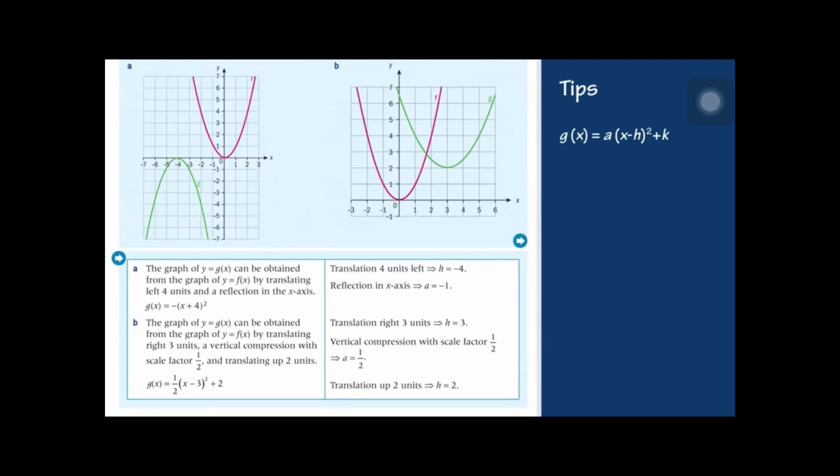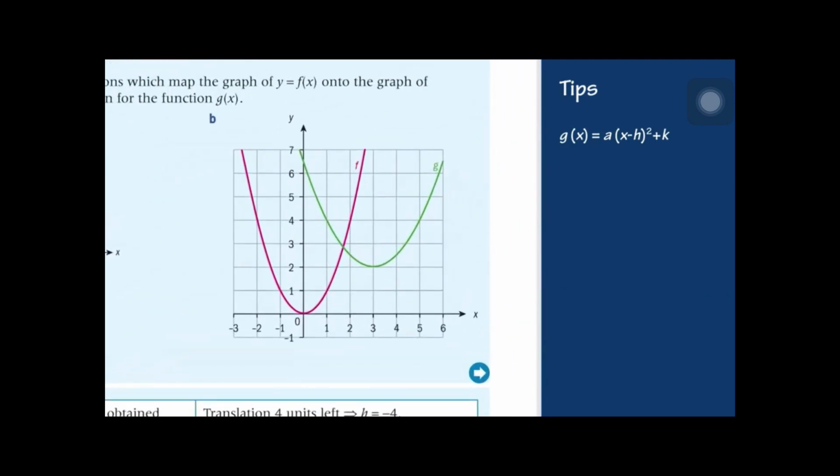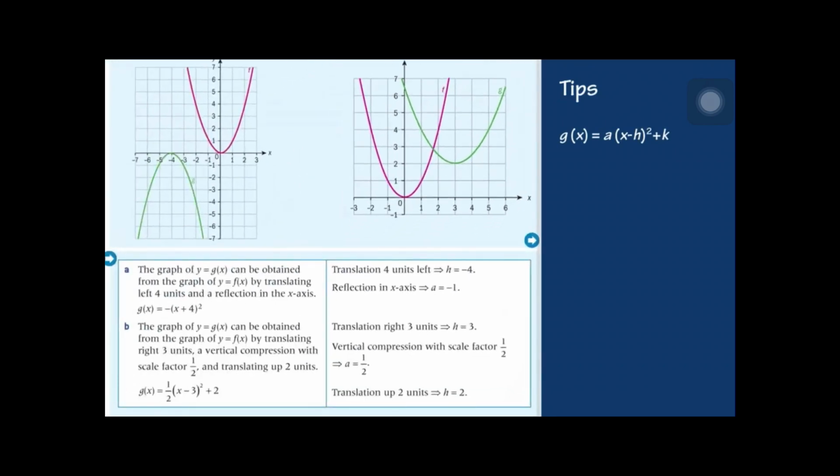Part B. Notice that when the vertex of the graph of f, 0, 0, is translated right 3 units and up 2 units, it coincides with the vertex of the graph of g, 3, 2. There is no reflection of the graph of f in the x-axis, but there is a vertical compression with scale factor 1/2. Considering a correct order of transformations, the graph of y equals g of x can be obtained from the graph of y equals f of x by translating right 3 units, a vertical compression with scale factor 1/2, and translating up 2 units.